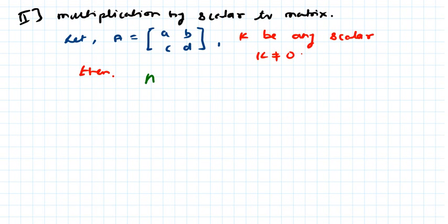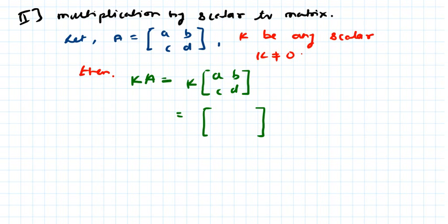If I multiply this matrix A by this scalar K, then what will happen? This whole matrix A, what is matrix A, B, C, D, has to be multiplied by this scalar K. Okay, so what will this become? Now when you are multiplying the matrix by the scalar, it means what? Every element of this matrix will get multiplied by that scalar. Okay, so this will become K into A, K into B, K into C, K into D.